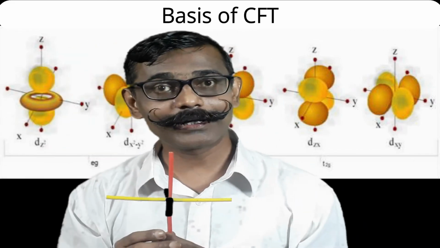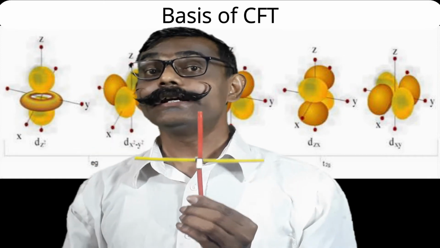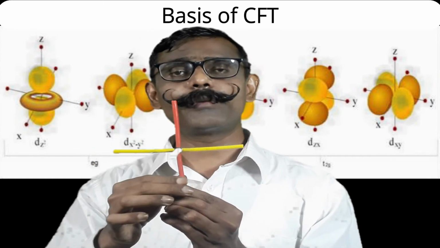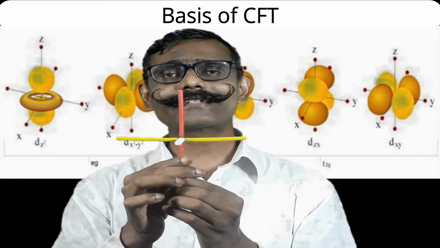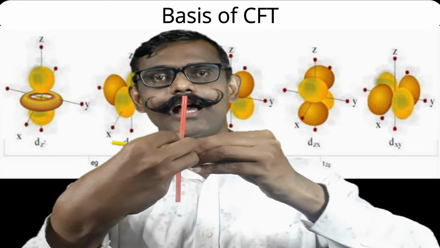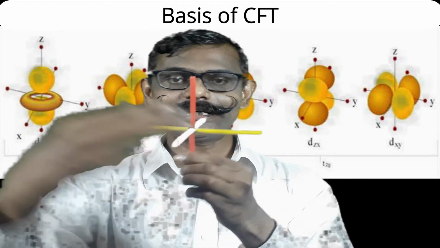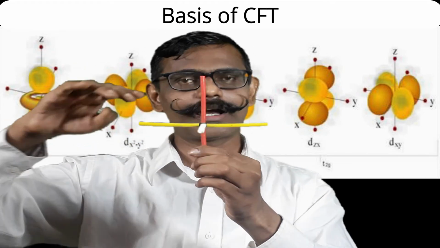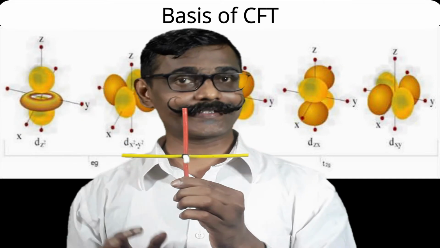Is that dz square orbital clear? The second orbital is the dx square minus y square orbital. It is perfectly along the x and y axis. So lobes will be along the x axis and along the y axis. So it is in this xy plane and along the x and y axis.